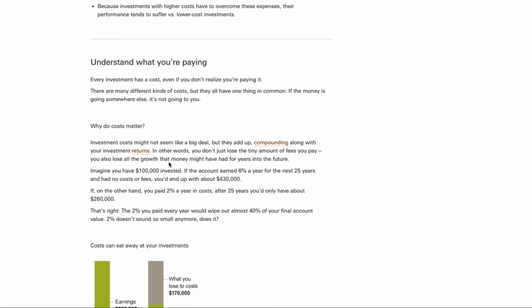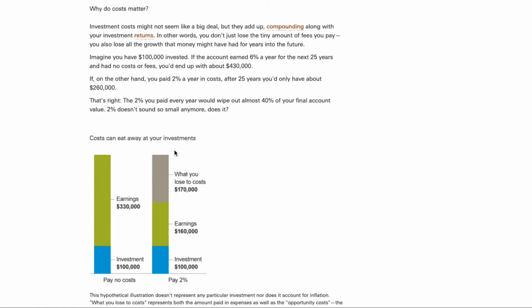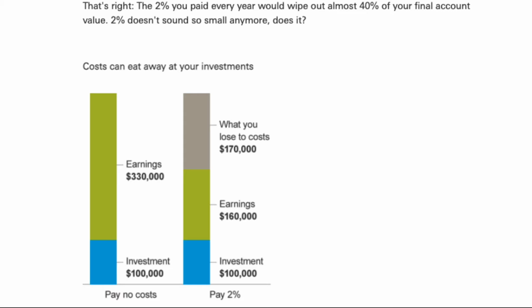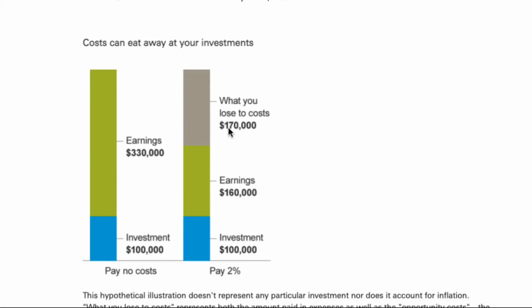To put numbers to these expense ratios, let's jump over to Vanguard's site and look at a scenario they laid out where you have two people who invest $100,000 and they invest this amount for 25 years, earning 6% a year. Now, one person pays no cost, absolutely zero fees. The other person pays 2% a year in fees.